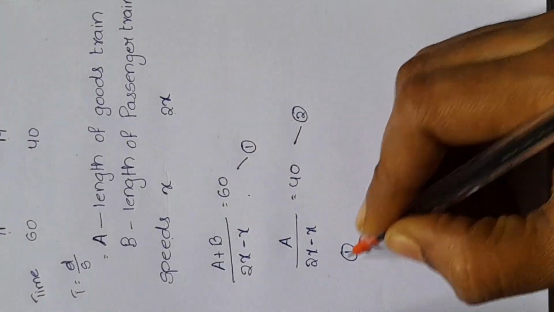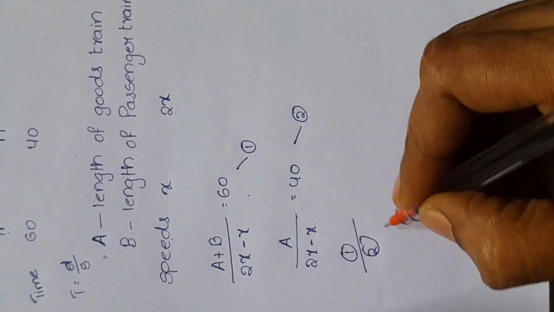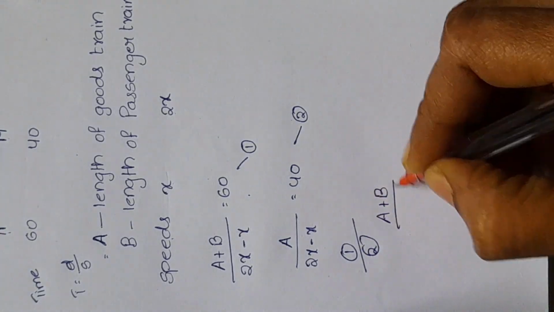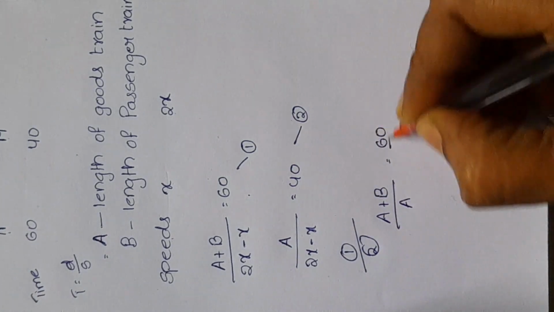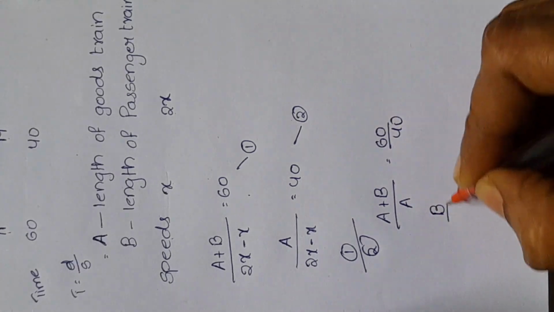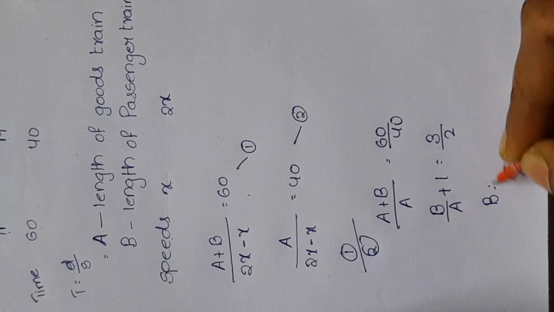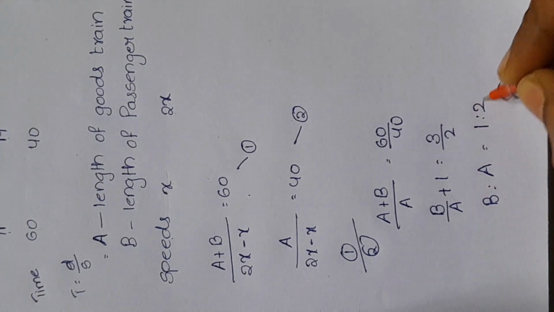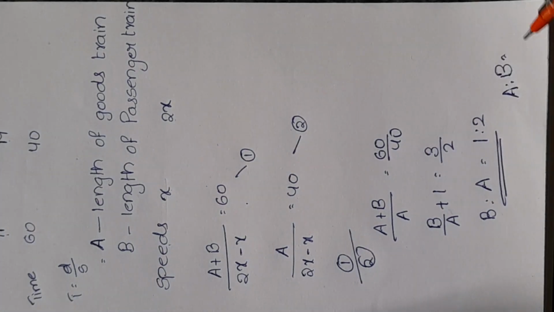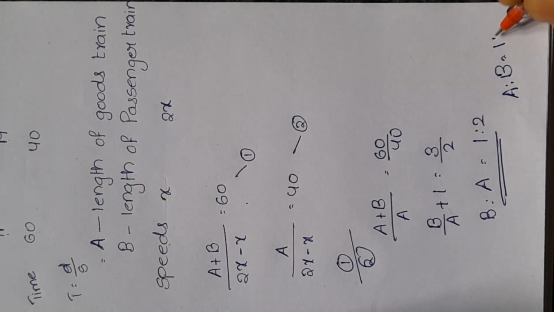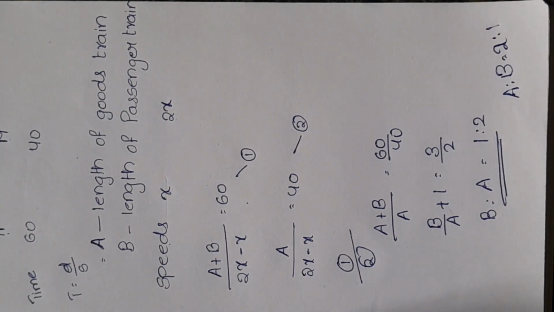Now let us divide equation 1 with equation 2. We get A plus B by A is equal to 60 by 40. B by A plus 1 is equal to 3 by 2. B is to A, we get this as 1:2. The ratio of lengths of the first train and the second train is 2:1.